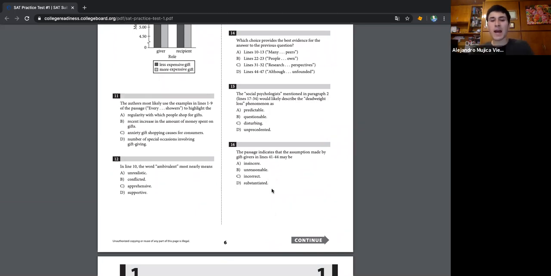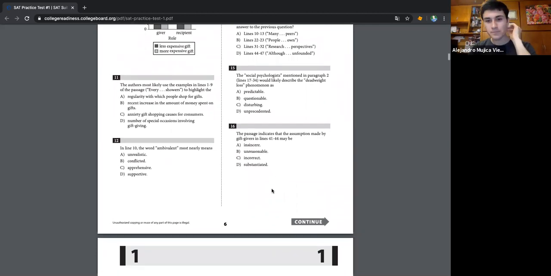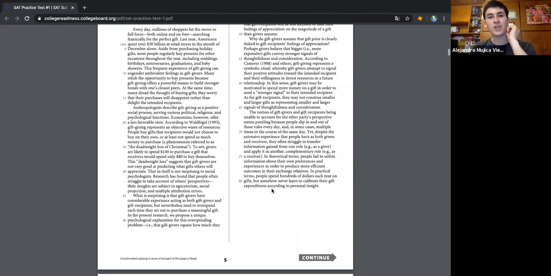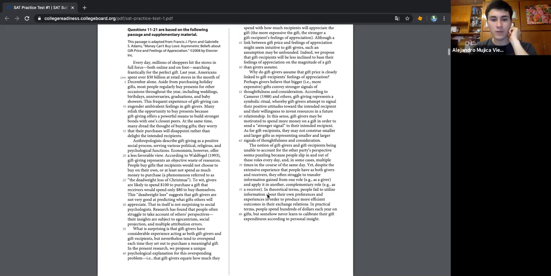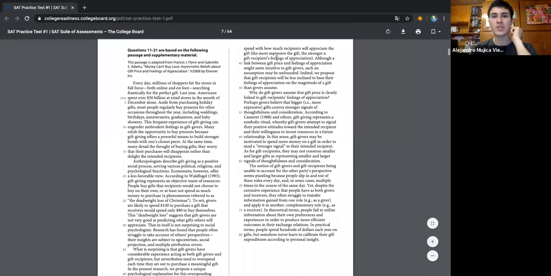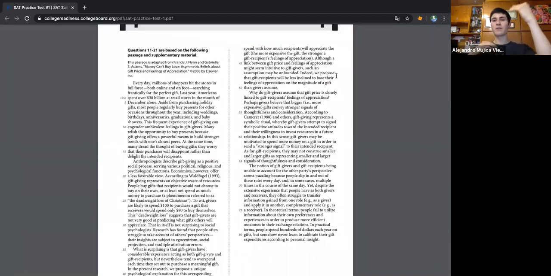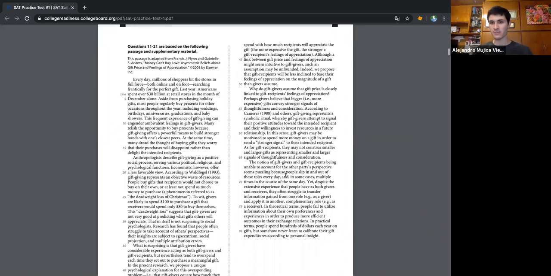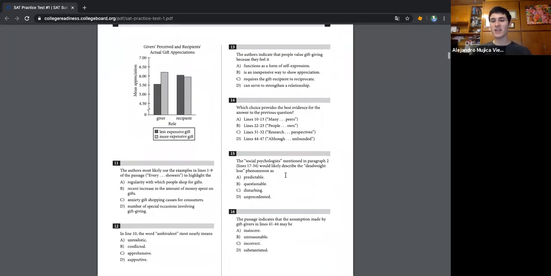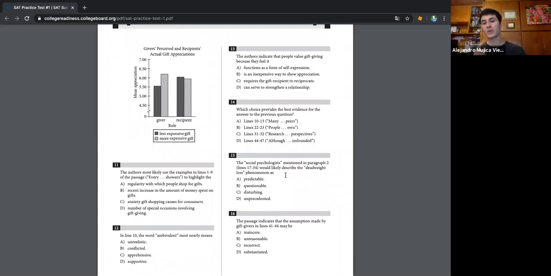All right. The passage indicates that the assumption made by gift givers in line 41 to 44 may be, so assumption made in line 41 to 44. Gift givers equate how much they spend with how much recipients will appreciate. So what they're saying is, the more I spend, the more it will be appreciated. That's the assumption. Does the passage indicate that is correct or incorrect? Unreasonable or substantiated? And the answer is incorrect.